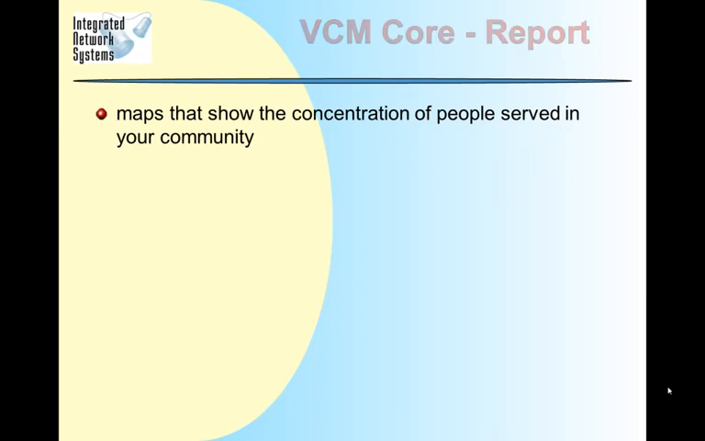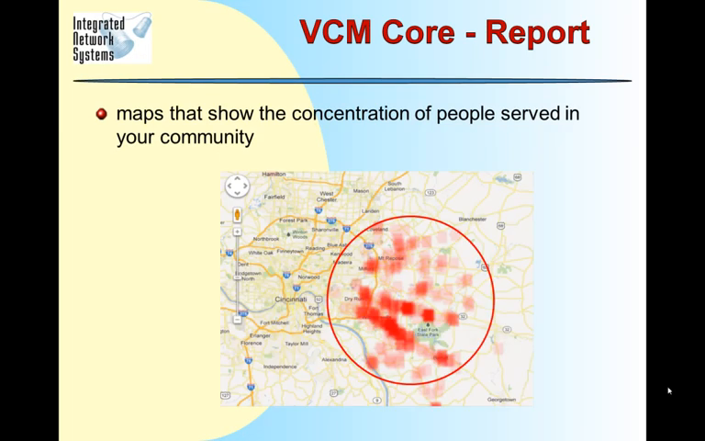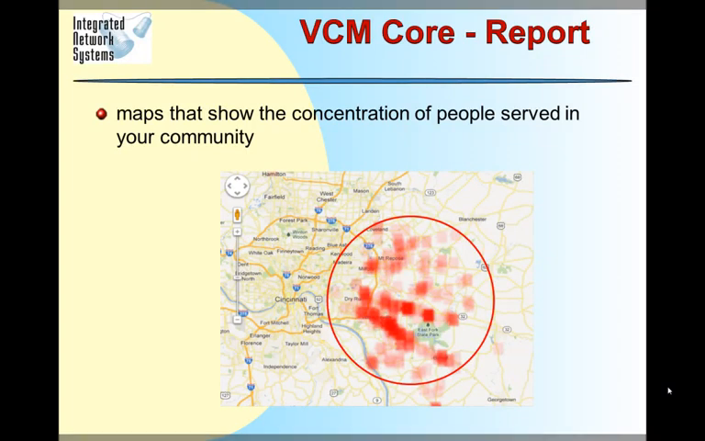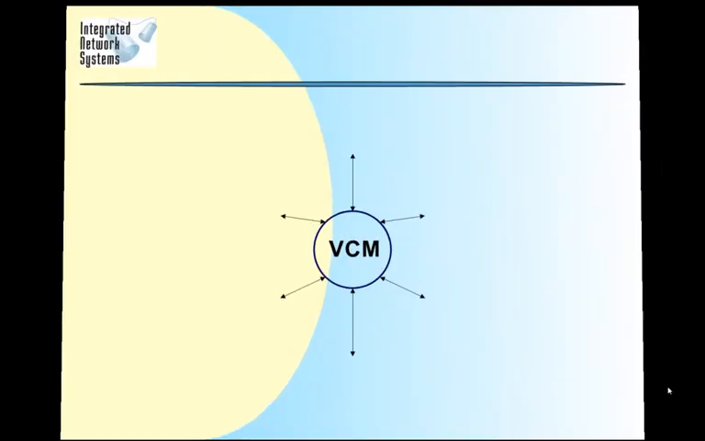The reporting function can also put together maps to show you the concentrations of people served in your community. This will allow you to see how much crossover you have among providers within your community. The VCM Core will also help generate reports for funders, state and federal agencies, United Way. It also enables the agency to forecast future needs. As you can see, you have several options when you use the VCM Core reporting function.